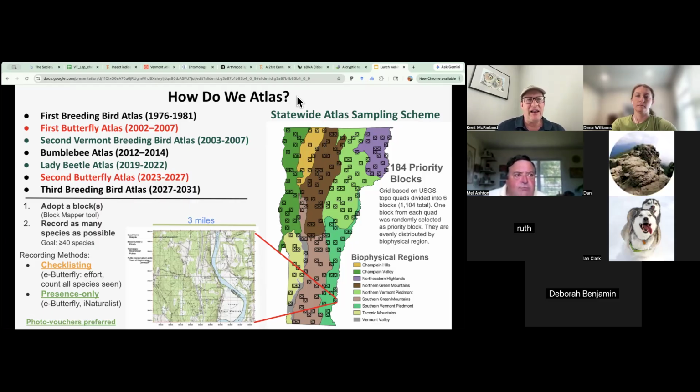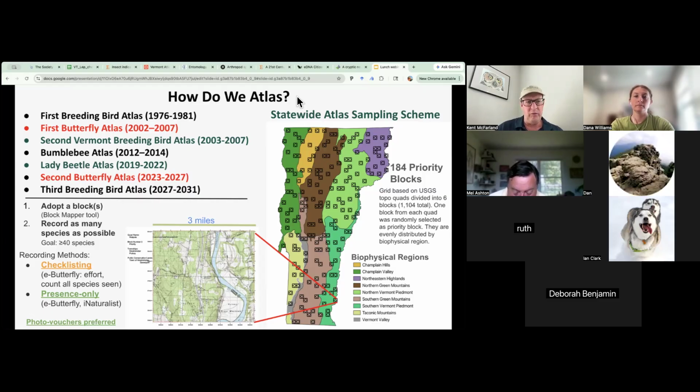And so, how do we atlas? All of our major atlases follow the same kind of similar protocol, from the first breeding bird atlas up to all those atlases you see on the slide, to the third breeding bird atlas, which is going to start next year. And they use this statewide atlas sample scheme, which has these priority blocks. And there's 184 of them you can see on that map, randomly selected across the state, that are the minimum number of survey blocks that we need to complete during an atlas to say the atlas is finished, that we've done enough to survey enough of Vermont that we have a sample.